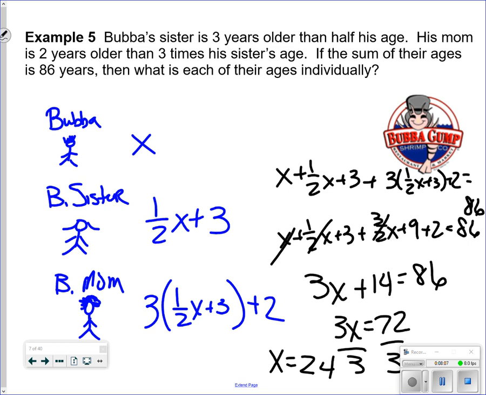So now, what is each of their ages individually? Well, Bubba, who was X, is 24. So Bubba is 24 years old. Sis is half of Bubba plus 3. So sister is 15 years old. And then mom is 3 times sister plus 2. So mom is 47 years old.